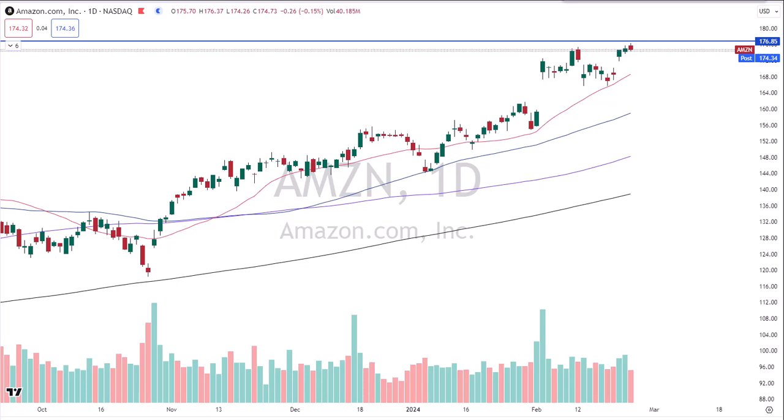Check in at the Fab 7, Amazon 176.85. They almost got there. They didn't quite get there. That's still my target. No change with that. Above all the moving averages, trend is your friend, target is active.